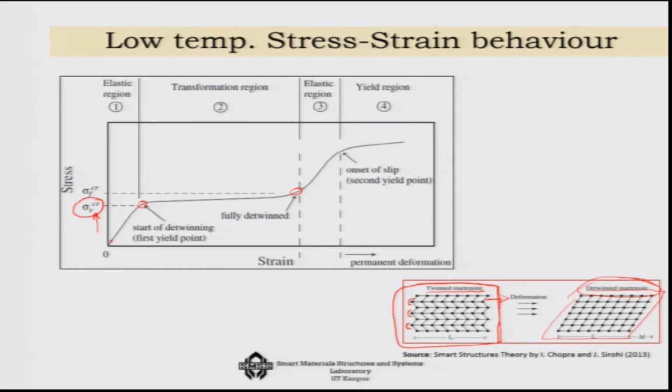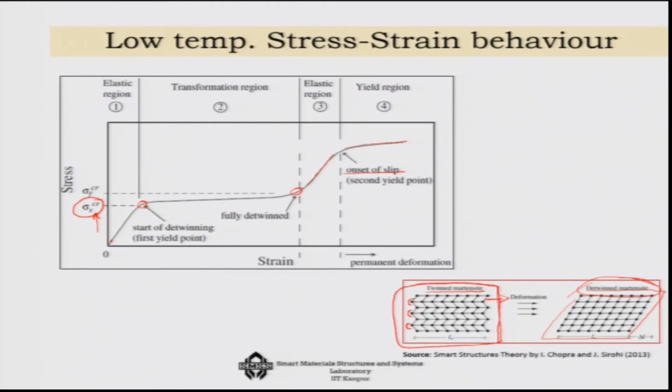Even though this looks like plastic deformation, this is essentially crystal twinning that is taking place in the system. Once it is in the fully detwinned shape, if I increase the stress again, it will behave like an elastic region. Finally, once the stress is beyond a certain level, there will be the onset of slips, and then plastic deformation and failure will take place in the system.